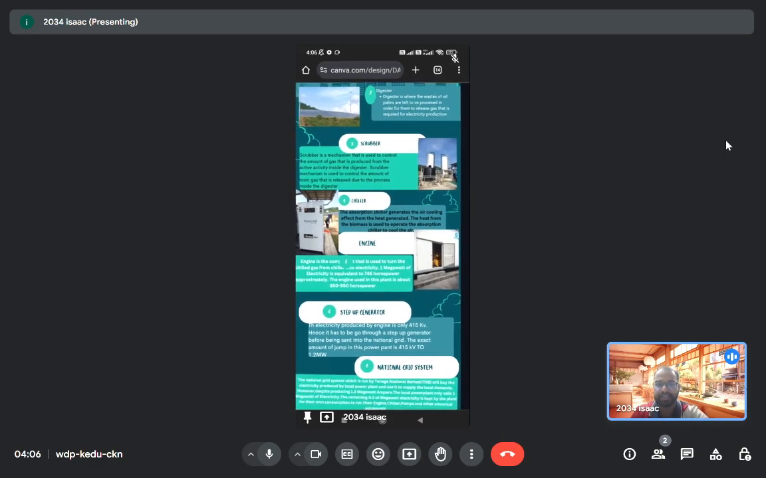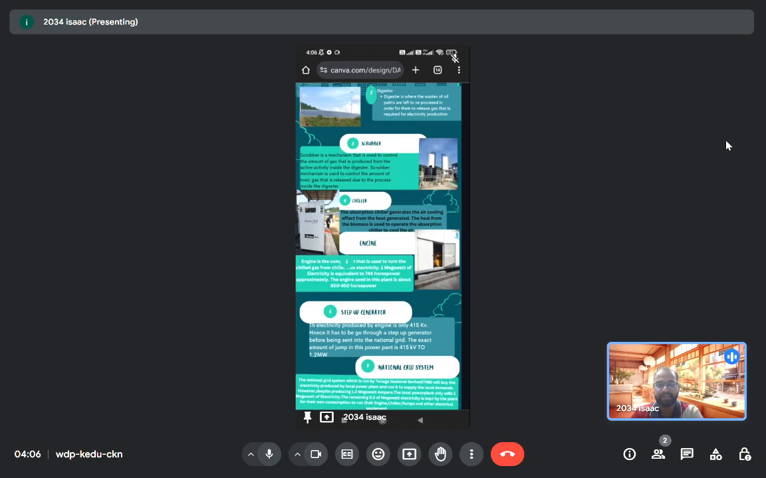Sixth is the step-up generator. The electricity produced by the engine is only 415 kV. Hence, it has to go through a step-up generator before being sent into the national grid. The exact amount of jump in this power plant is 415 kV to 1.2 megawatt.